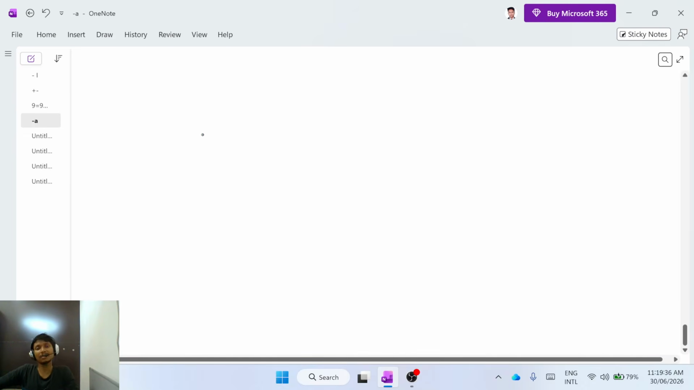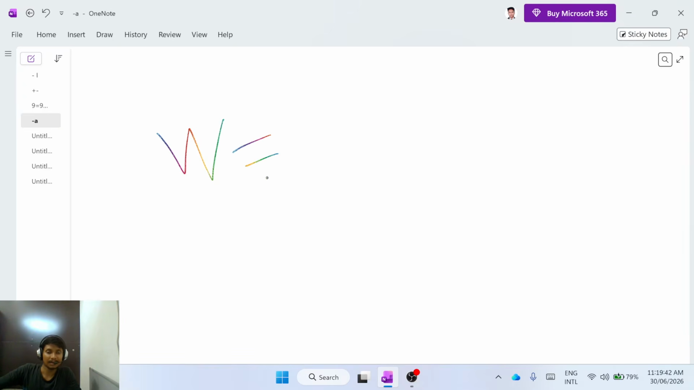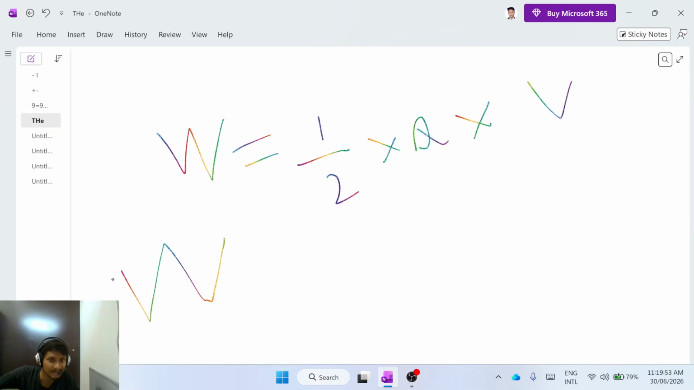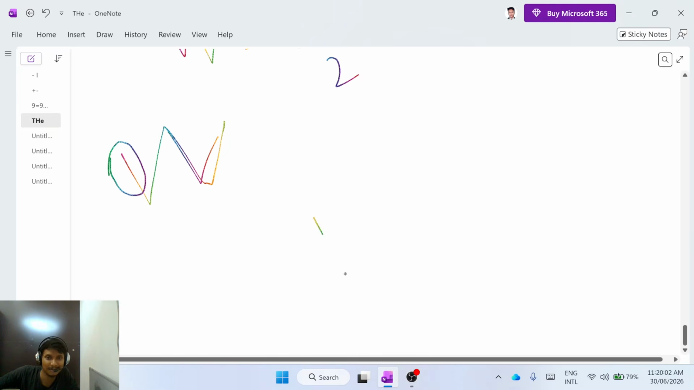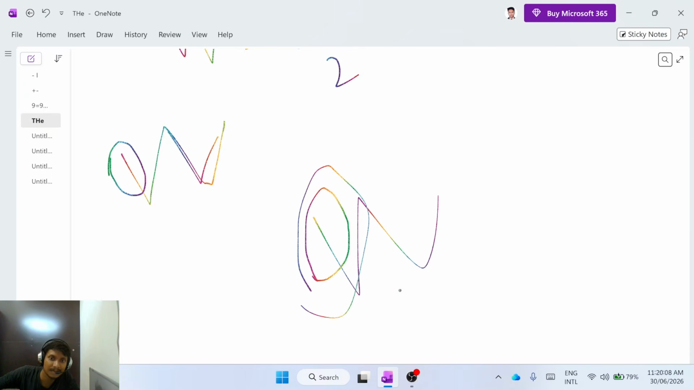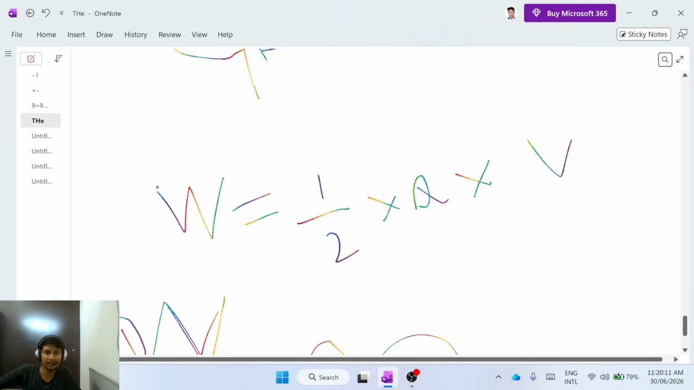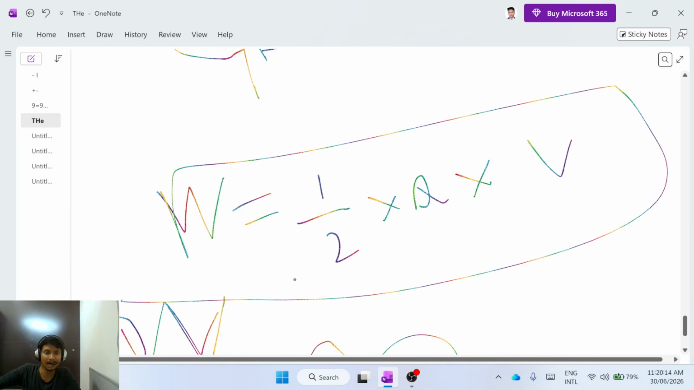Now, how do we find the energy? What is the equation of W? W is equal to half into Q into V. We can memorize it like that, it's a small trick. This is Q, this is V. Therefore, half into QV. Don't forget this half. This is the energy of a capacitor.